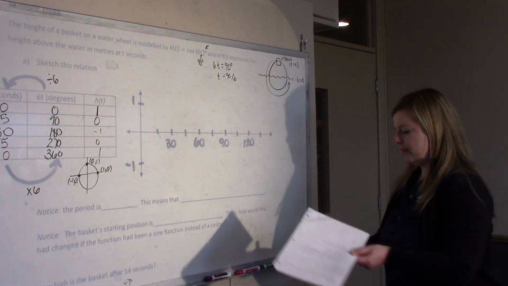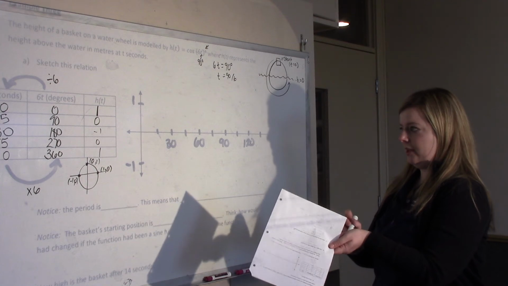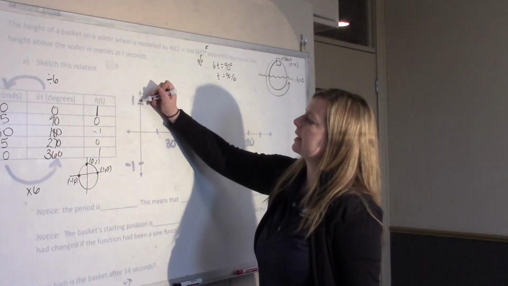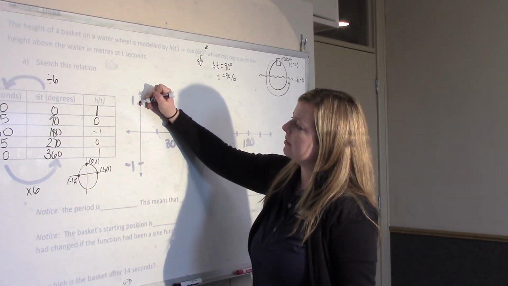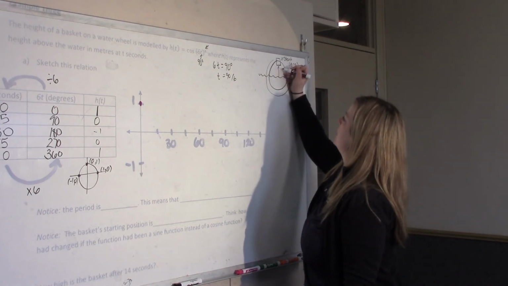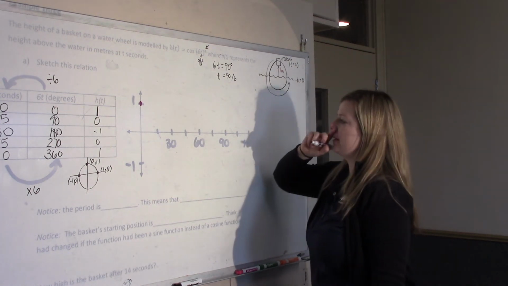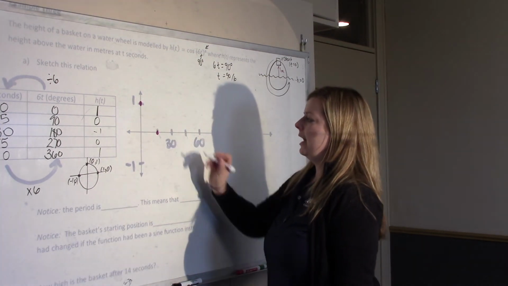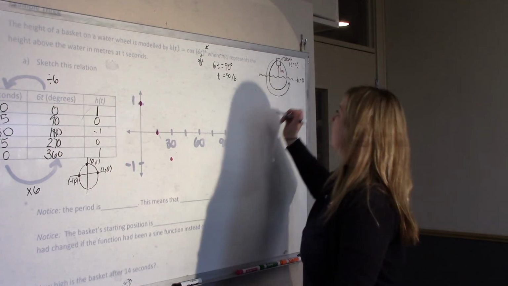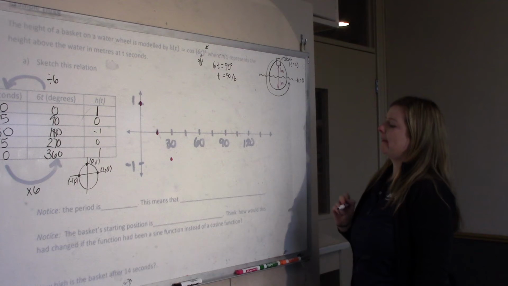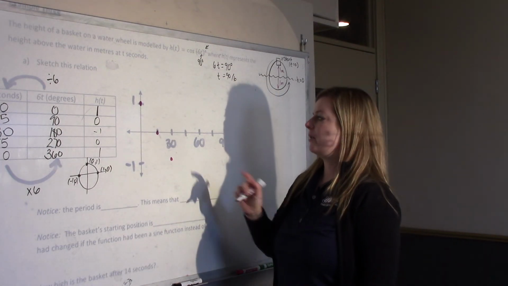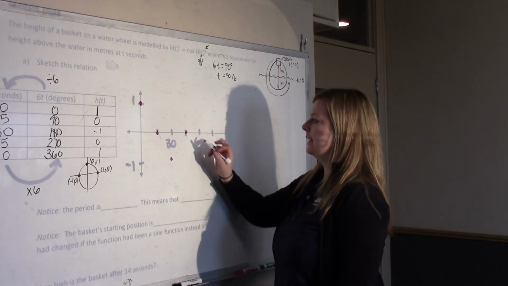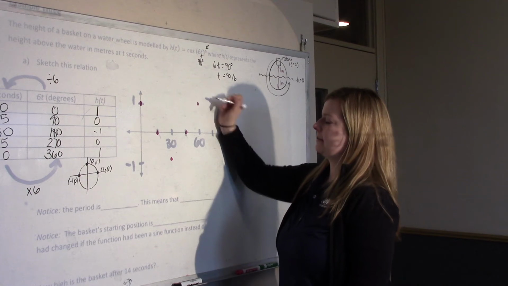So that means my little water wheel has a maximum height above the water of 1 meter. At 0 seconds, that's when they started timing it, it's at its maximum. It's 1 meter above the water. So this here is 1 meter. Then at 15 seconds, it's hitting the water. At 30 seconds, it's 1 meter under the water. At 45 seconds, or 270 degrees, we're at 0, so it's at the water level. And then after 60 seconds, it's back at its maximum again.